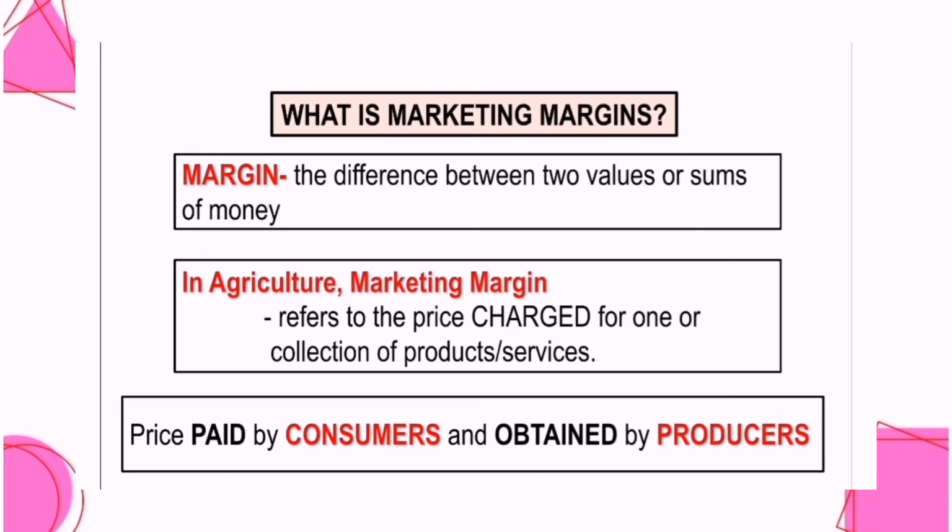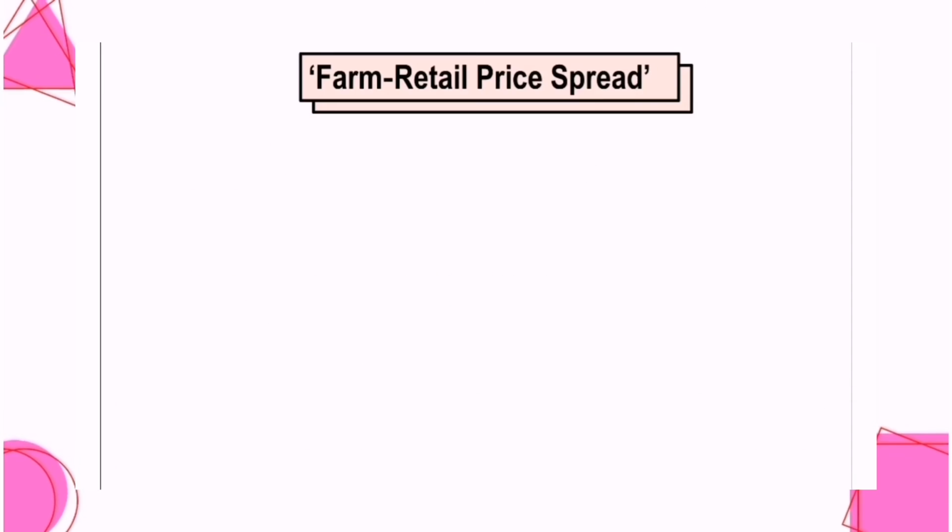To simply understand marketing margin, we can simply say that this is the price paid by the consumers and obtained by the producers. So parang profit or kita yon for the company or for the producers of a certain product. Also, marketing margins can somehow be also called the farm to retail price spread. However, though both are interlinked with each other, meron pa rin silang differences.